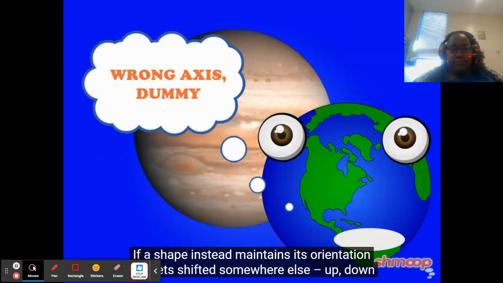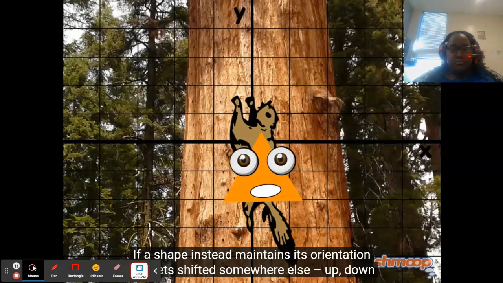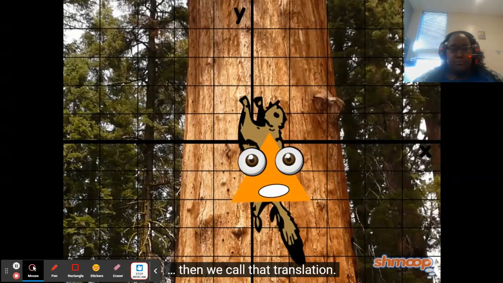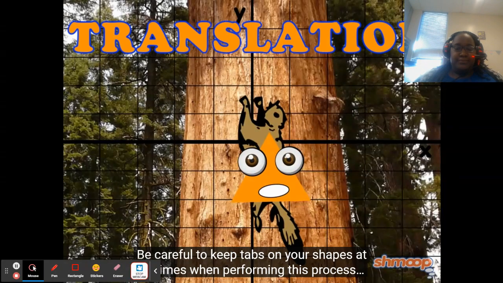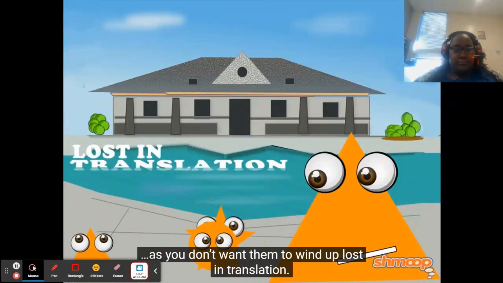Wrong axis, dummy. If a shape instead maintains its orientation but gets shifted somewhere else, up, down, or side to side, then we call that translation. Be careful to keep tabs on your shapes at all times when performing this process, as you don't want them to wind up lost in translation.